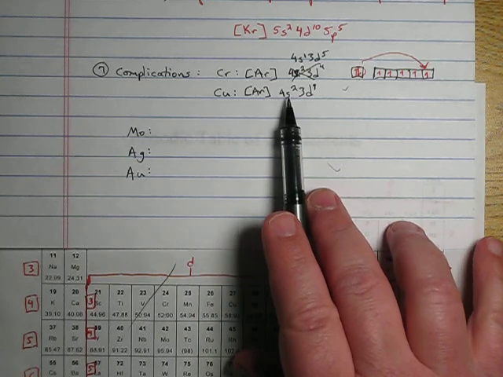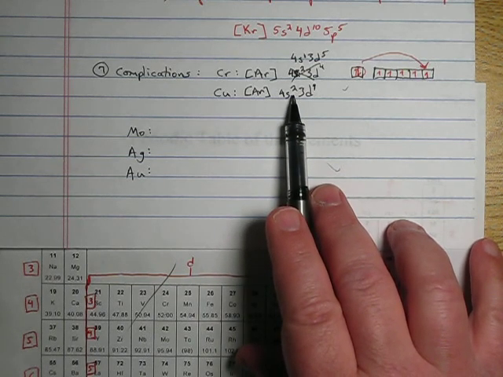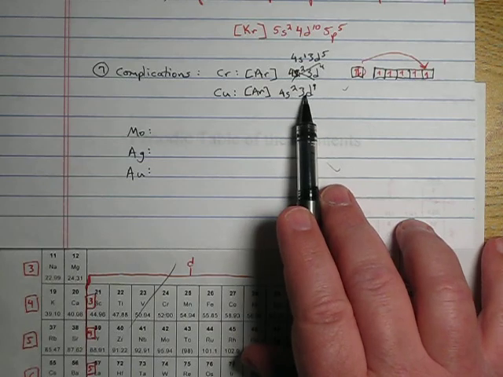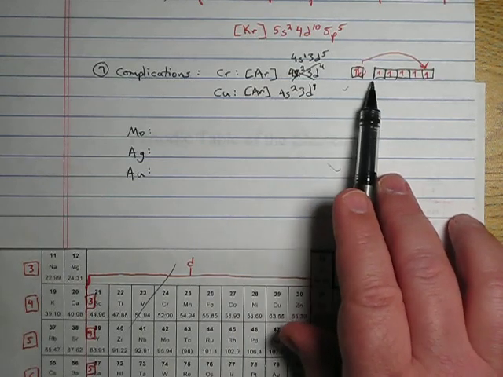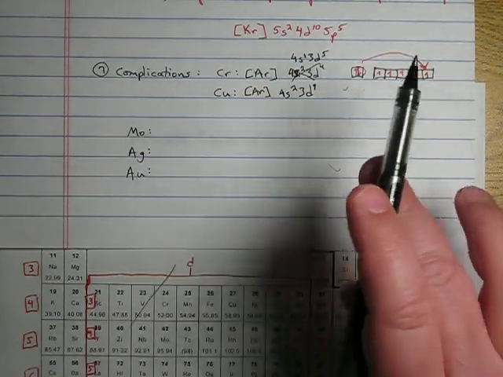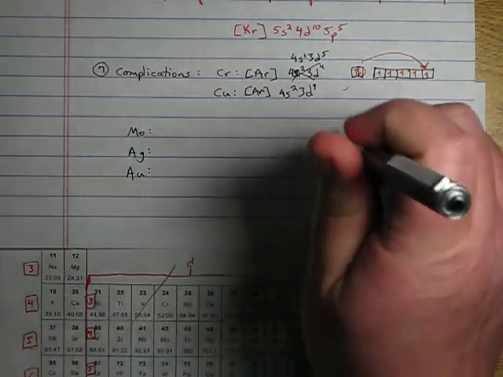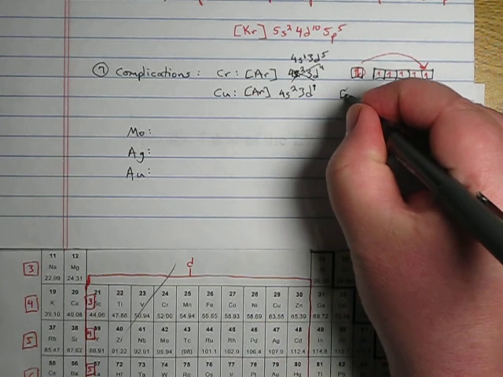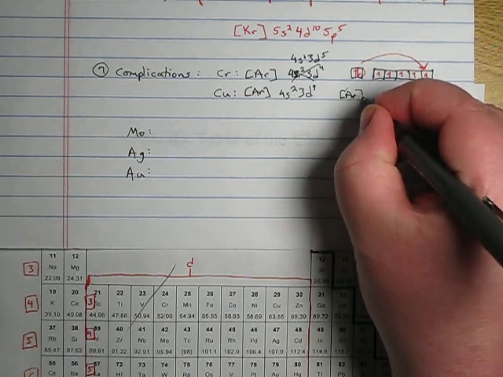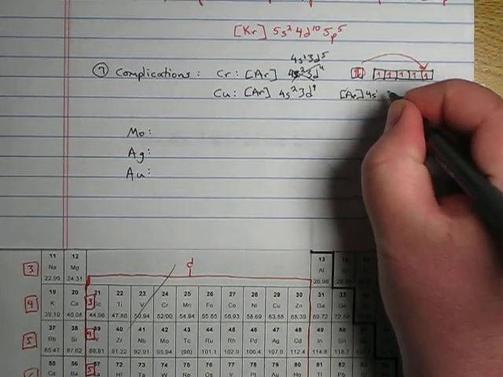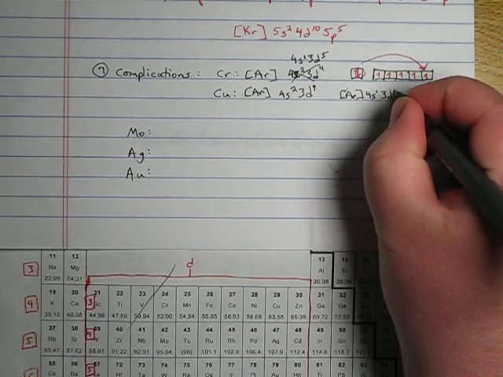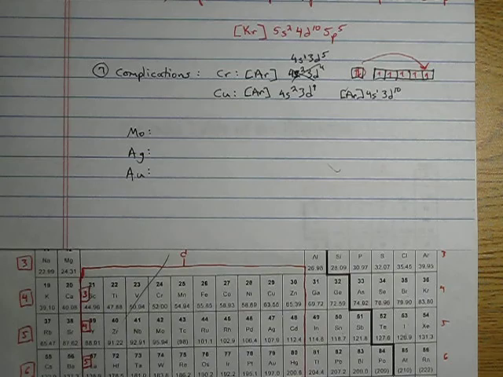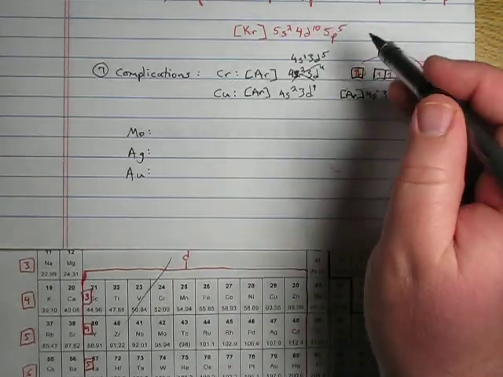What would happen if we took one of these 4s electrons and moved it up to this 3d shell? That would be 3d10. We have 10 electrons in the d's, a full shell, very stable. So that's what copper is going to do. Copper is actually argon core, 4s1, 3d10.